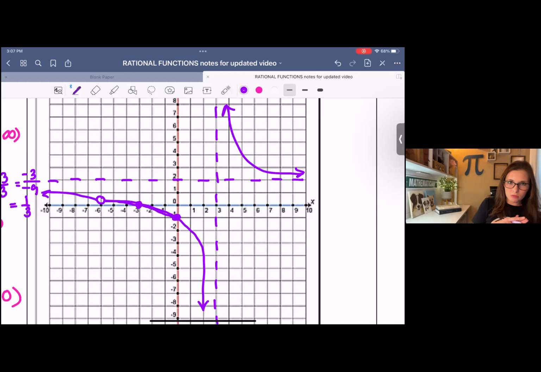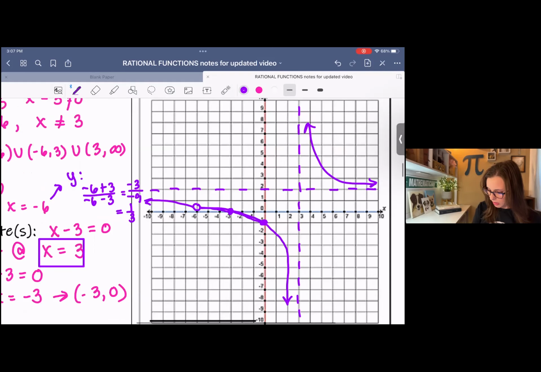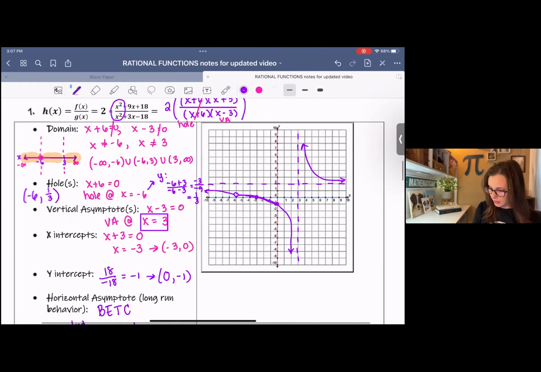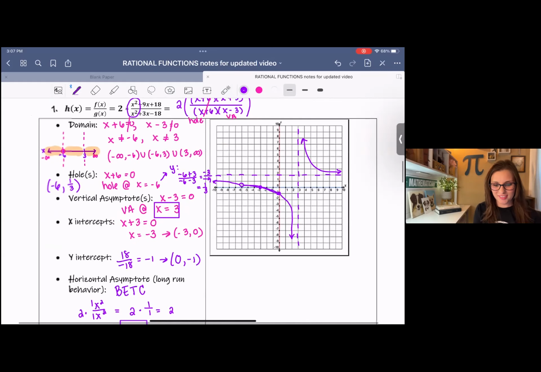So I could use a table of values and get more points to get a better idea. But that's what it's going to look like. So let me zoom out so you can see the whole thing. That is our first rational function.